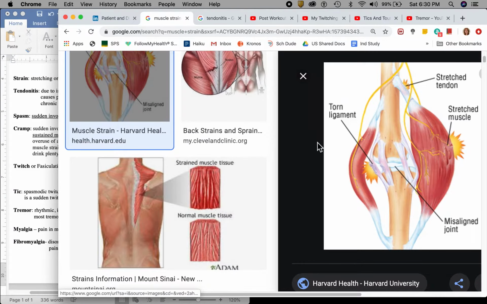You can see here's a picture. You could see ligament torn, that is the sprain, S-P-R-A-I-N, and the strain has to do with tendons and muscles, where you have stretching or actual tearing happening in the tendon and or the muscle itself.